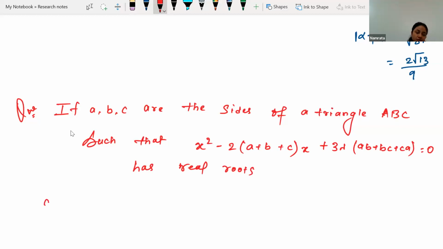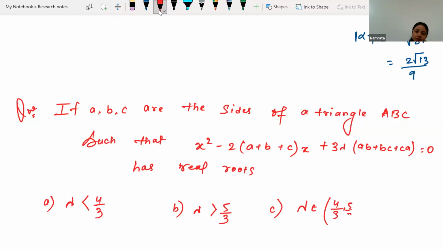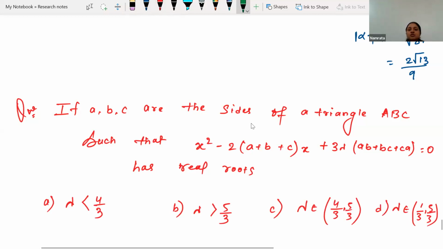then we have to figure out which condition is correct. Lambda is less than 4 by 3, lambda is greater than 5 by 3, lambda belongs to the open interval 4 by 3, 5 by 3, or lambda belongs to the open interval 1 by 3, 5 by 3. These are the given options. Let's go through the question first.